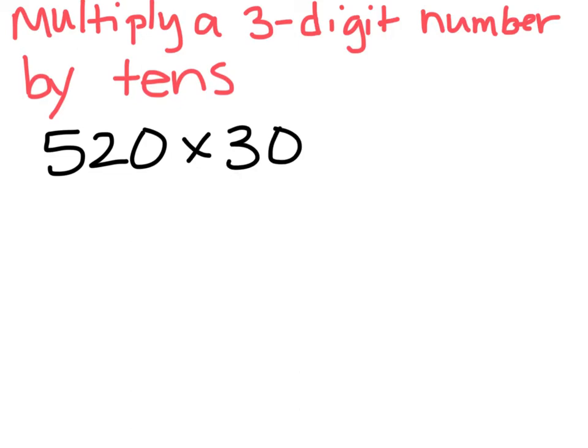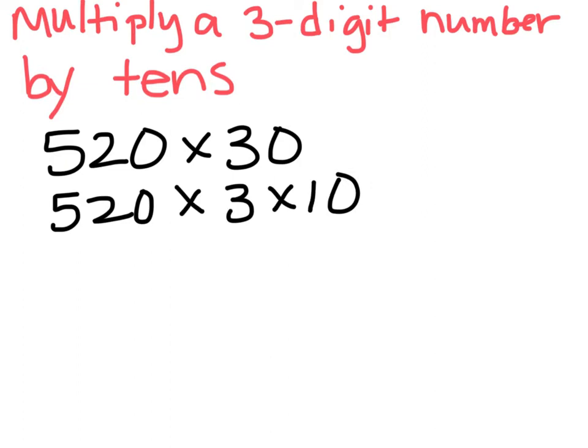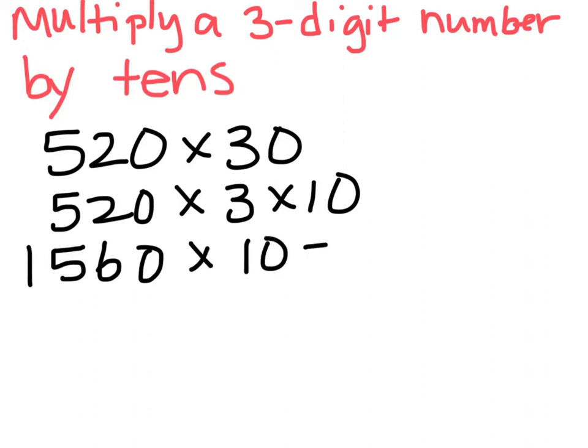Method 1, as learned before, allows us to split 30 into 3 tens, writing our problem like this. Now we multiply 520 times 3. 3 times 0 is 0, 3 times 2 is 6, 3 times 5 is 15. So our answer is 1,560 times 10. Following rule of 10, we simply add our 0 at the end, giving us a final answer of 15,600. All right, there's method 1.